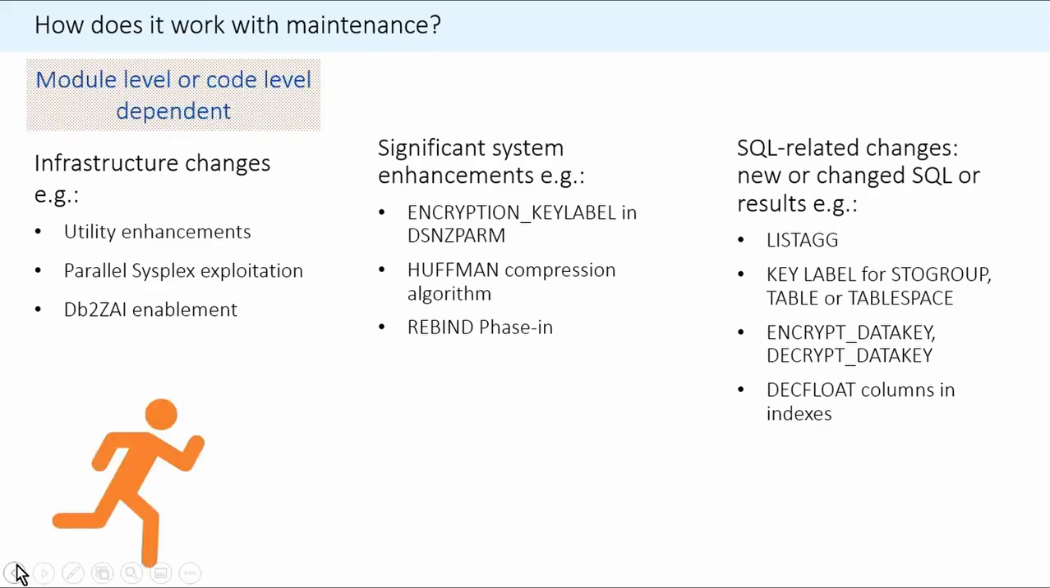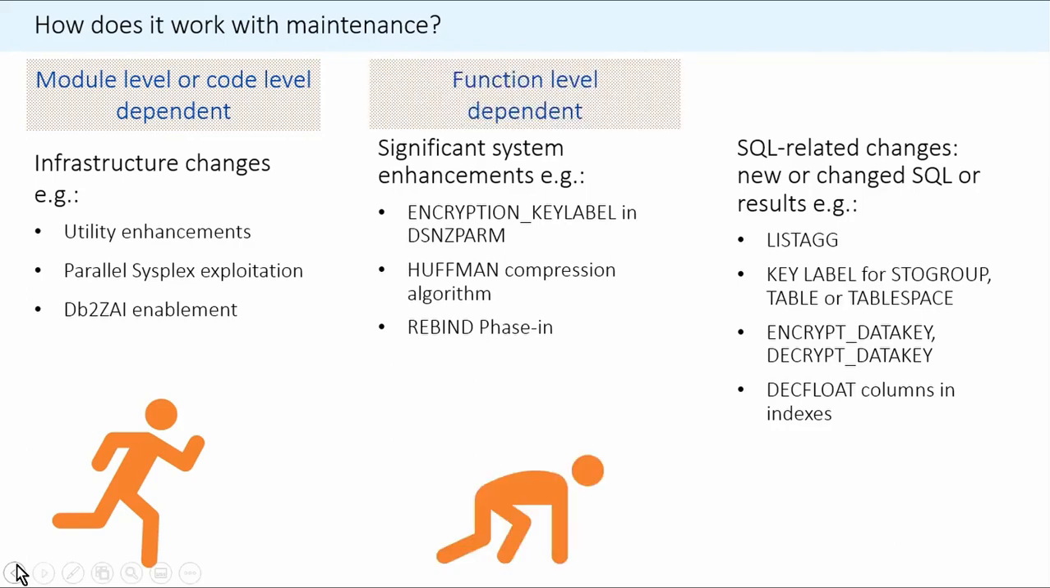So the first category is module level or code level dependent. As soon as you apply the maintenance, those changes are in effect, right? If the maintenance that you're bringing in has some utility enhancements, those utility enhancements are ready to use. Parallel sysplex, ready to go. When you applied the maintenance for V12R1M503, that was all Db2 needed to be able to enable Db2 ZAI. Well, you needed Db2 ZAI, of course, but that maintenance level V12R1M503 was sufficient to enable Db2 ZAI, and you still only had to be at a functional level 500 to use it.